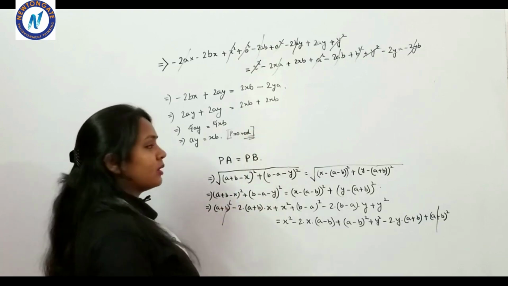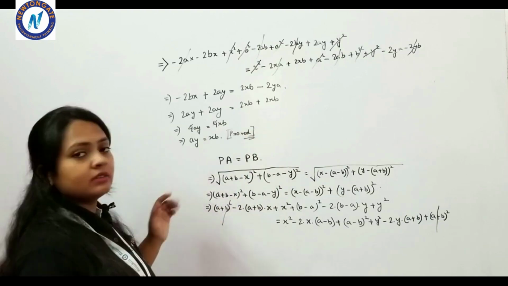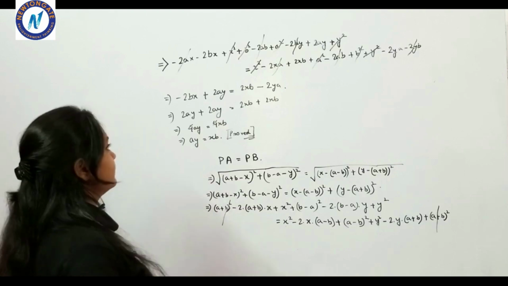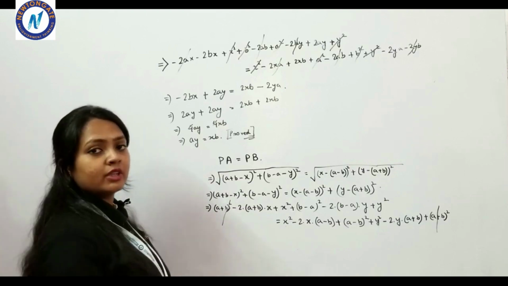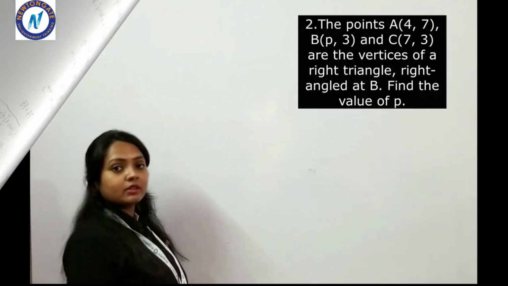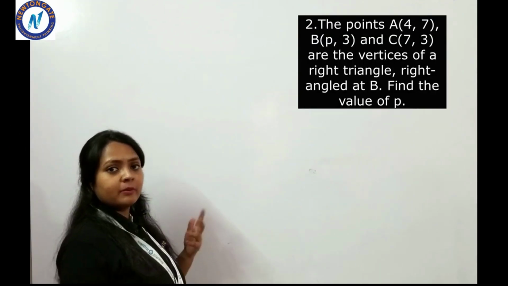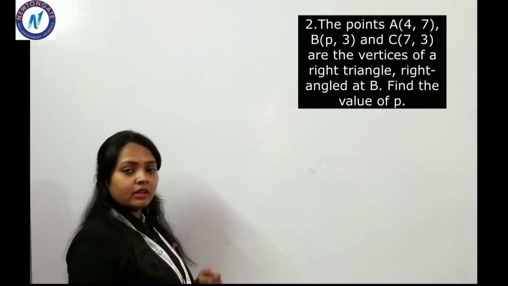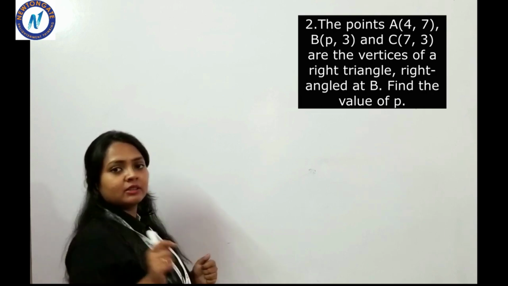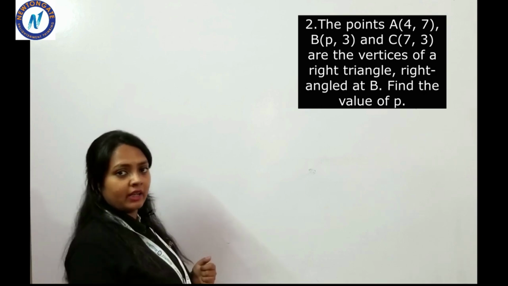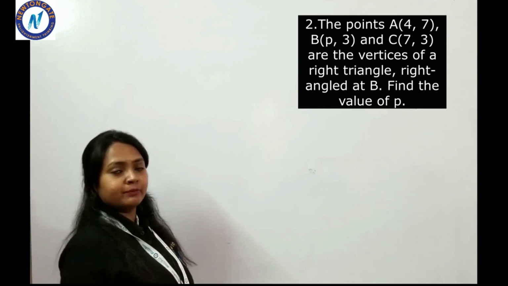Then the proof is complete and question number 1 is done. Let's move to the next question, question number 2. In this question, the coordinates of A, B and C are given, and it is also given that A, B, C are the vertices of a right angle triangle. Now we will find the value of P.